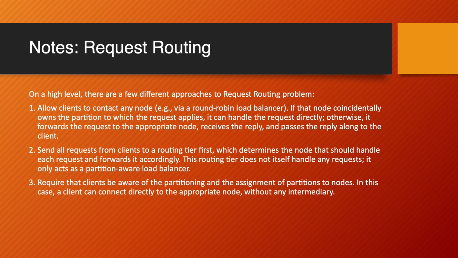Second, send all the requests from clients to a routing layer first, which determines the node that should handle each request and forwards it accordingly. This routing tier does not itself handle any requests. It only acts as a partition-aware load balancer. The third is to require that clients be aware of partitioning and the assignment of partitions to nodes. In this case, a client can connect directly to the appropriate node without any intermediary.